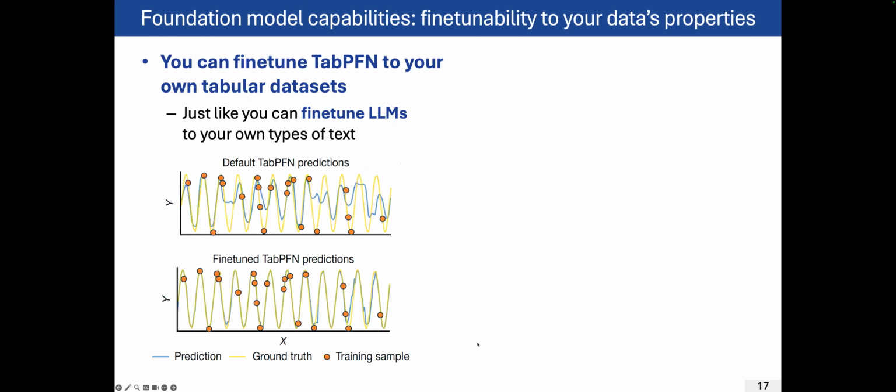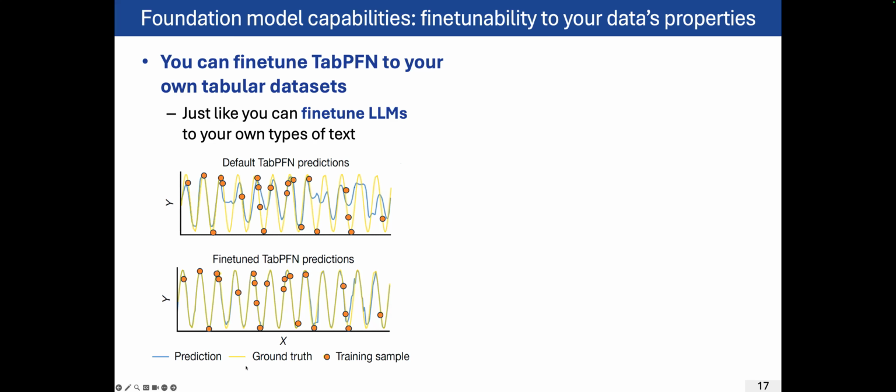All right. It is a foundation model. So as a foundation model, you have foundation model capabilities such as fine tuning. You all know that you can fine tune LLMs like ChatGPT, or you download a Llama and you can fine tune it locally to your type of text. And just like that, you can download TabPFN and fine tune it to your data sets.